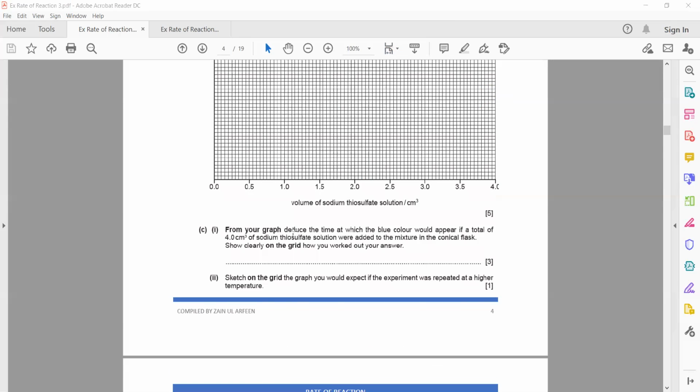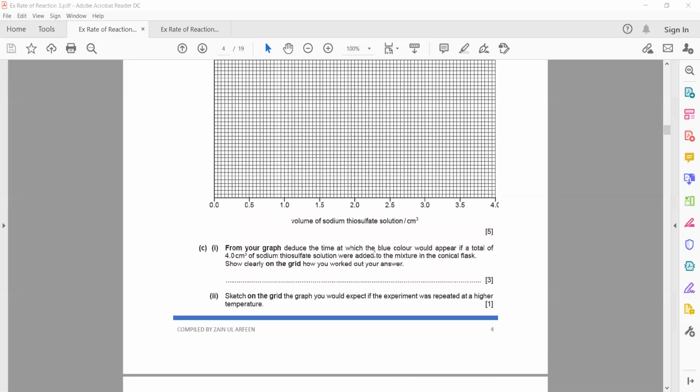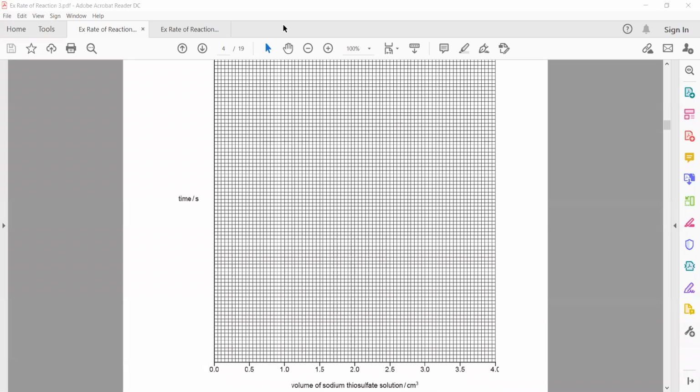This is C1. From your graph, deduce the time at which the blue color would appear if the total volume of 4 cm³ of sodium thiosulfate is used. You already have the graph, made by marking the points. So you will extend your graph, draw the line from 4 cm³ and find what the time is.